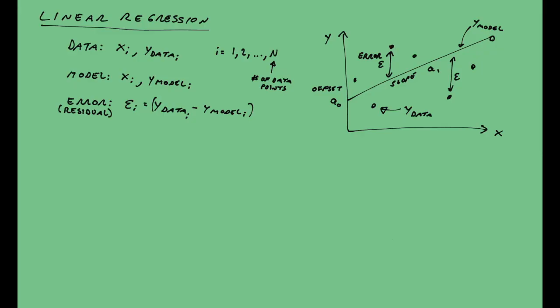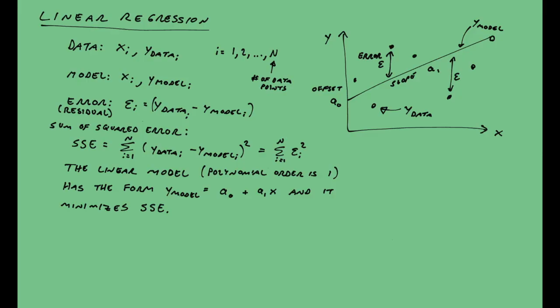The vertical departure on that graph between the data and the model is called the error, or the residual. And so that's y data i minus y model i. In linear regression, we're seeking a line that best fits the data. And what that means is our y model is a0 plus a1x, where a0 is the offset and a1 is the slope. The line that best fits the data minimizes the sum of the squared error. So it's the smallest SSE that can be found.